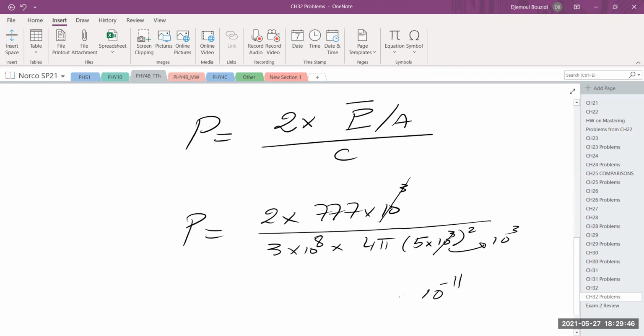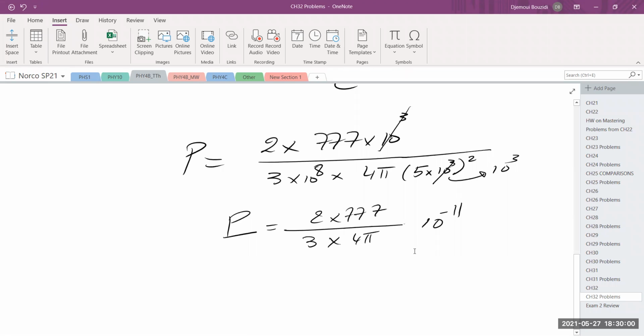Now I have to take care of these numbers in here on a calculator. 2 times 777 divided by 3 times 4 pi. Okay, this is the pressure. Obviously, 2 and 4 cancel. I'm left with the 2 in here. 3 times 2 is 6. 700 divided by 6 is roughly about 100. I know I'm getting estimates in here. 100 divided by pi is about what? About 30. So the answer is about 3.